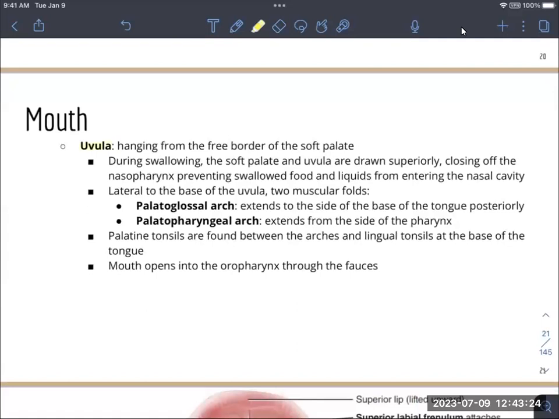So that uvula, when we swallow, that soft palate goes up. It should close off that opening between the nasal pharynx and the oral pharynx to prevent any food or liquid from getting into your nasal cavity.